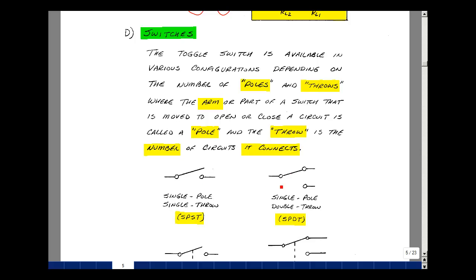Now if I were connecting up two circuits, this would be the configuration with a single pole but a double throw. This is similar to a three-way switch in your house if you have two switches at two different sides of the room to turn the lights on and off.